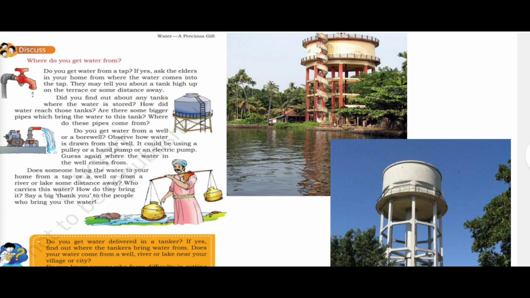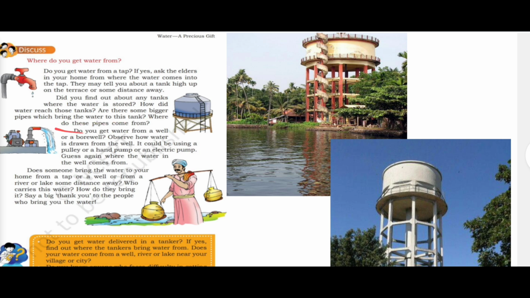If yes, ask the elders in your house from where the water comes into the tap. So we saw that the water comes into the tap from pipelines, right? From water pipelines. They may tell you about a tank high up on the terrace or some other distance. See, a tank that is placed high up. Did you find out about any tanks where the water is stored? How did the water reach those tanks? Are there some bigger pipes which bring the water to this tank? And where do these pipes come from?